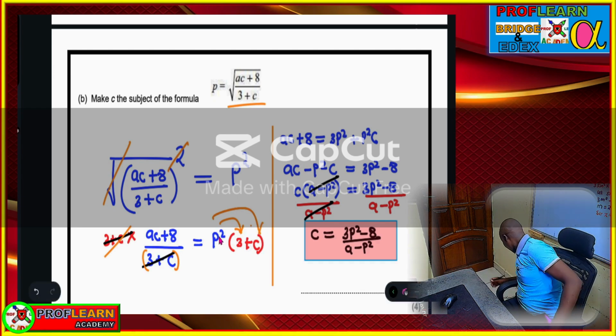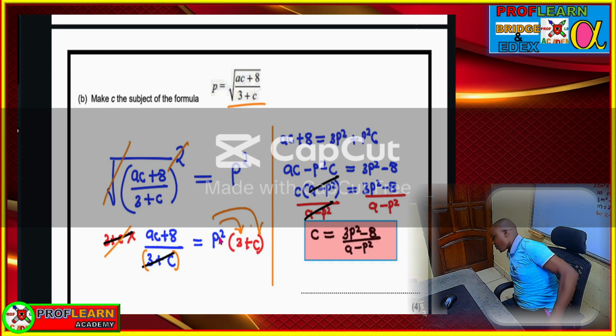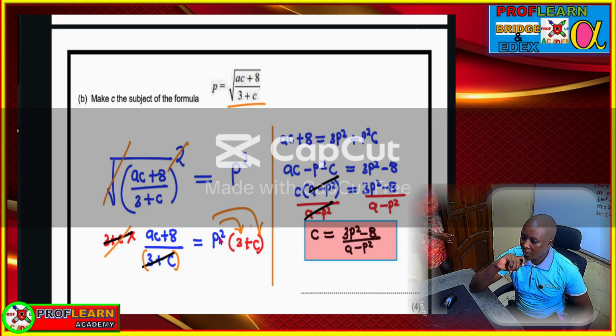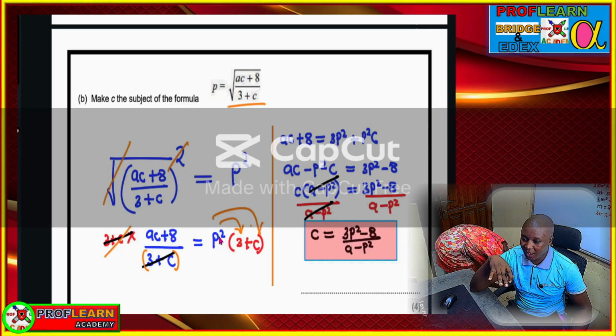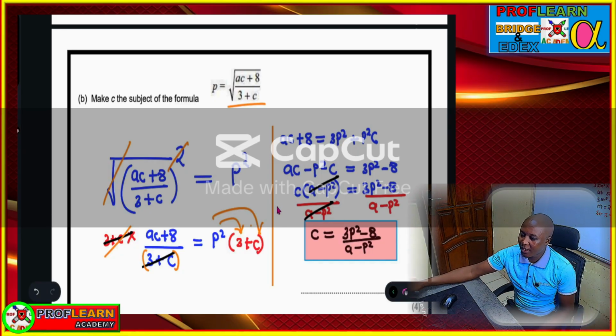Then we are going to put the like terms together. Those which have C, we put on one side. If I've opened the brackets, you can see this term has C and this term has C, so I'll take this term to the other side, and also 8 on this side, so that I have AC minus P squared C equals 3P squared minus 8.